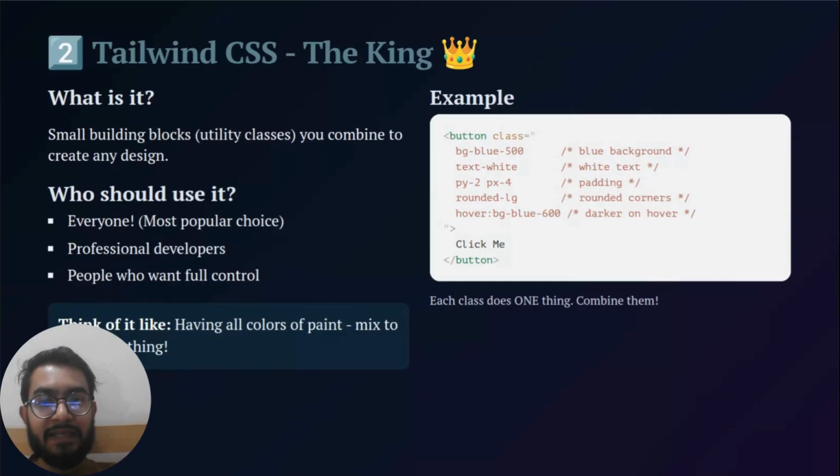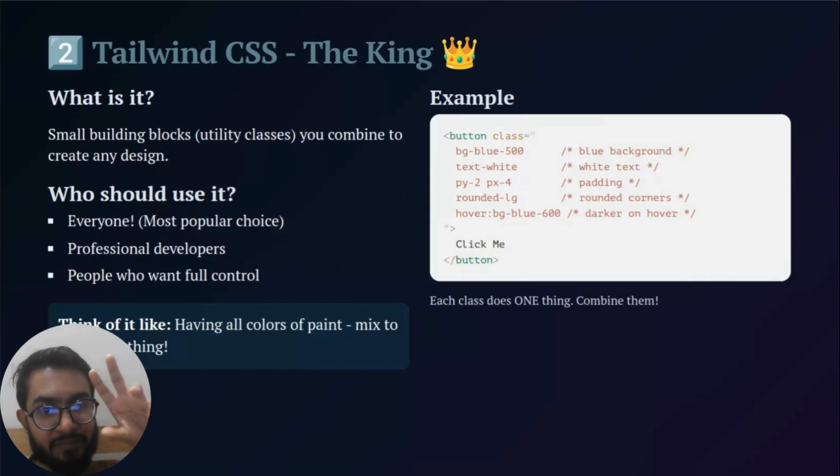And here is an example of creating a button, and you can see bg-blue-500, which is a blue background, text-white, which is white text, and py and px-4, which is the padding on the left and right, and top and bottom. And there is also another Tailwind class, rounded-lg, which gives rounded corners, and the hover.